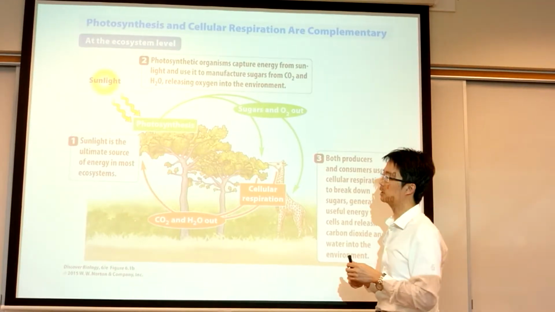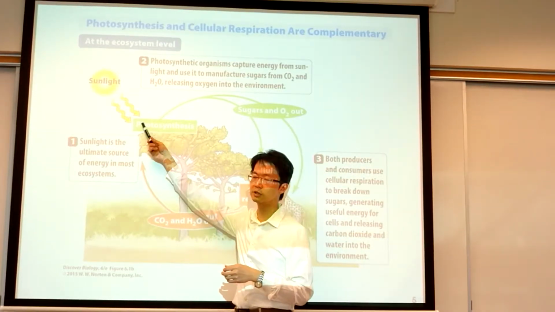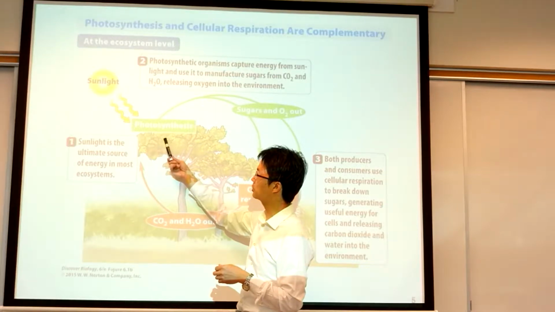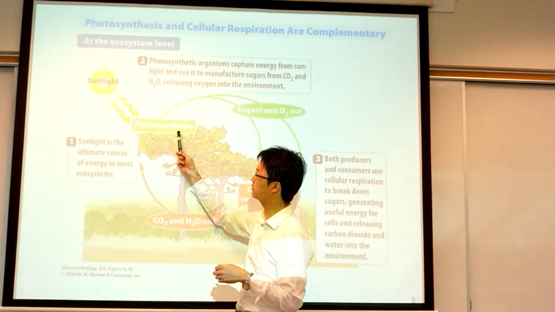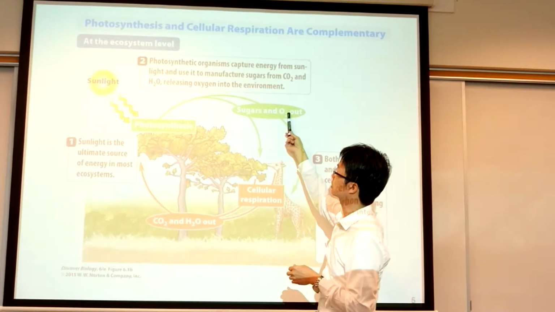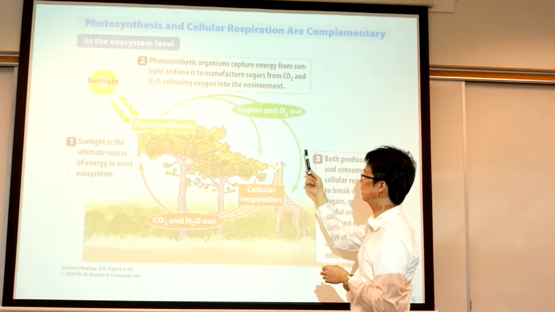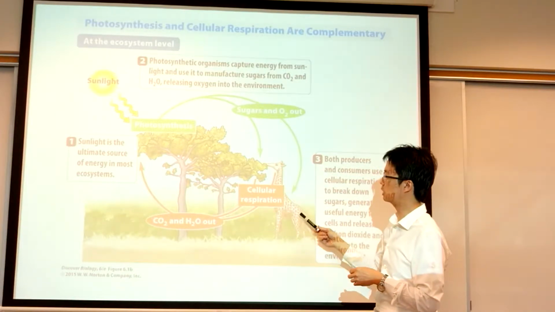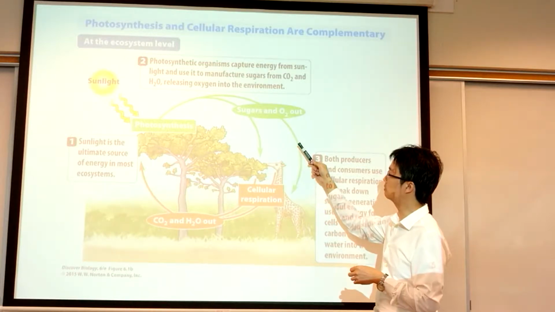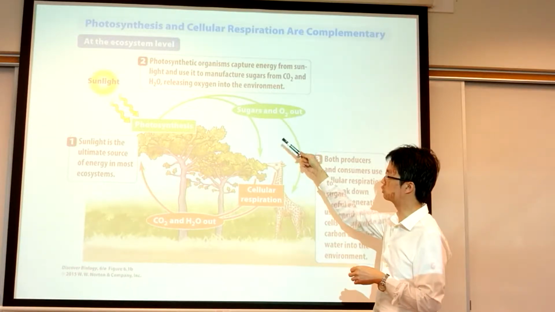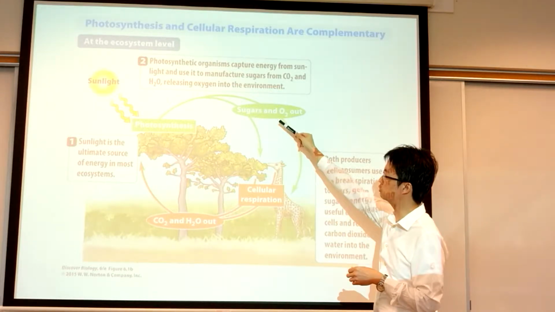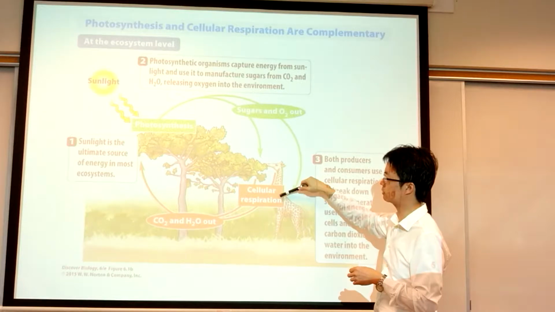So what happens is that the sun is the ultimate source of energy on the earth, and the plant absorbs the sun and uses photosynthesis to make sugar and oxygen. And then consumers, like animals, will eat the plant directly to get the sugar, so that they can use sugar and oxygen to do cellular respiration.